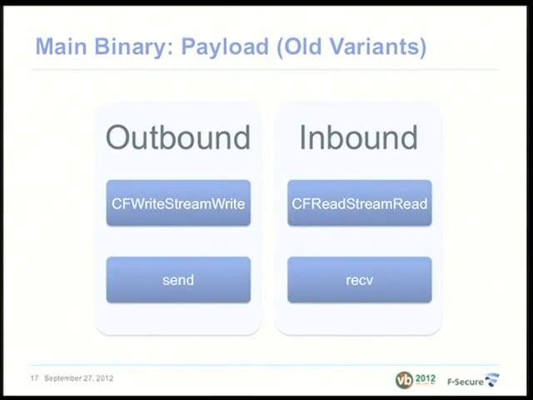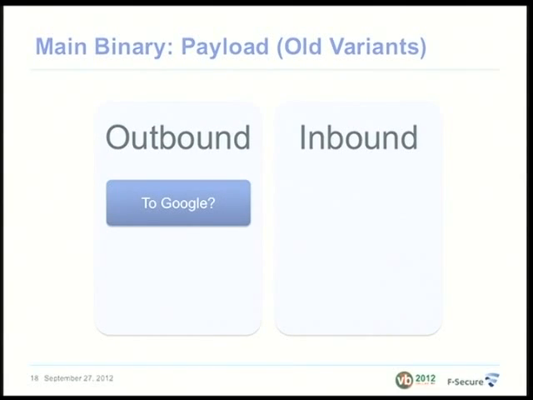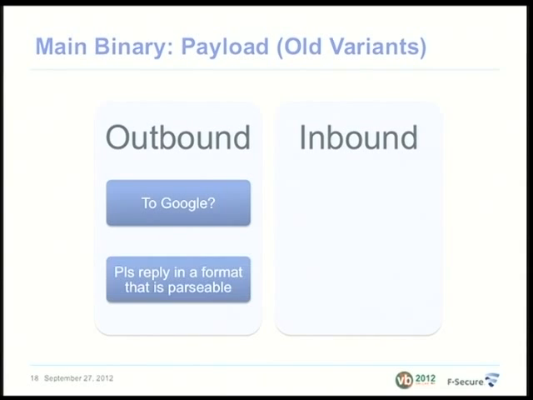Now, to execute the payload, Flashback hooks APIs used by browsers to handle HTTP traffic. In older variants, the outbound API hooks are used to catch requests destined for Google. Once found, these requests are modified to ask Google to reply in a format that is parsable by Flashback.